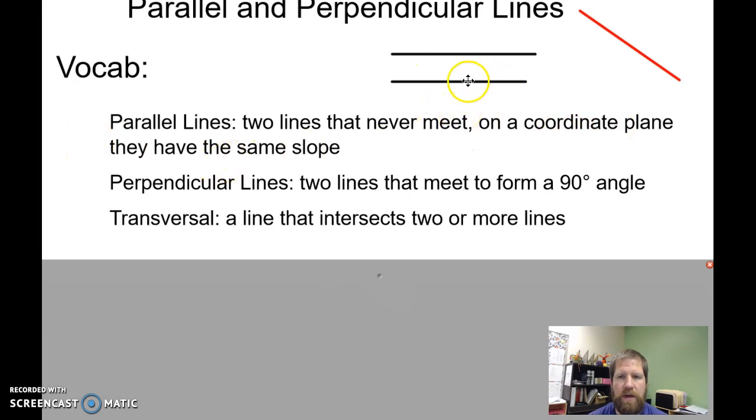Okay, if you have two lines that have the same slope but they overlap, those are not parallel, they're the same line.